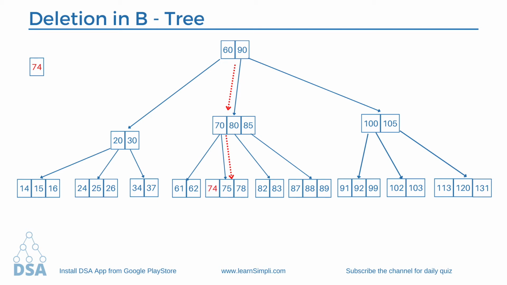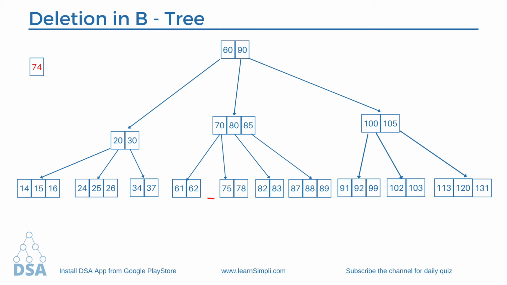Now see, the target key is in the leaf node. Also this node contains more than the minimum number of keys, that is more than 2 keys. So here we just simply delete the target key from the node. After deleting the target key, the node still has 2 keys. It means this satisfies the property of the B tree. This was a simple case, no need to do anything additional.